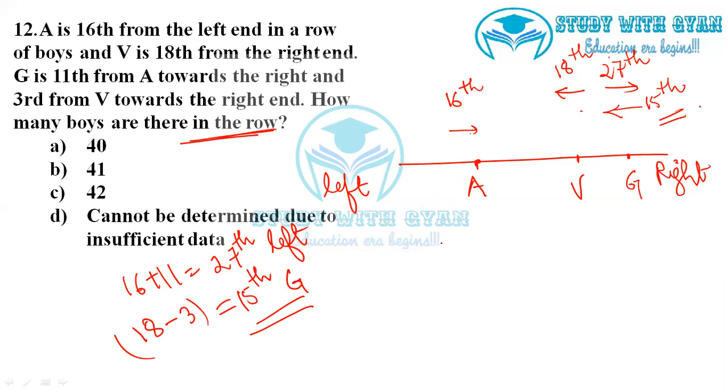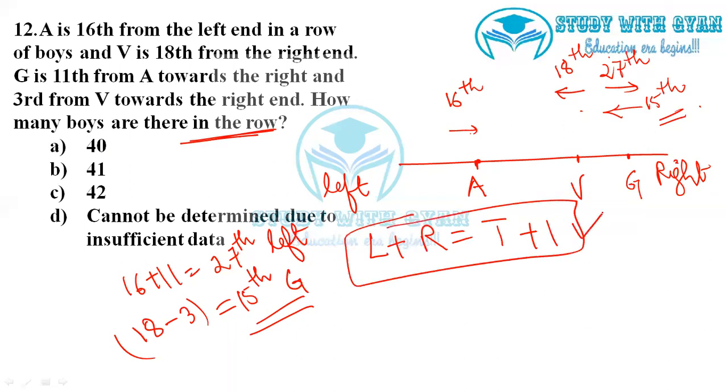So what you have to do here for these kind of questions, you can say L plus R equals total plus 1. This is basically position, means for any particular number you can just follow this formula. This is a formula kind of thing. Basically, the sum of the left and right position will be equal to total plus 1.